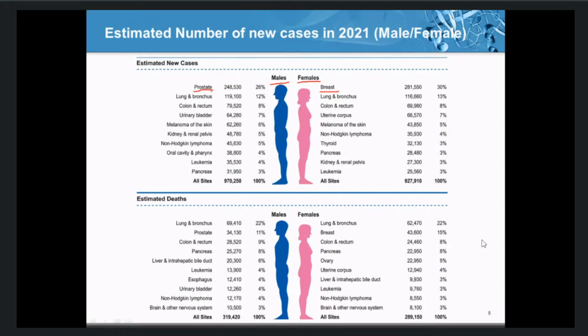That's also what we are working on, lung and bronchus cancer, so that we can save patients as much as possible. And always consider that one.